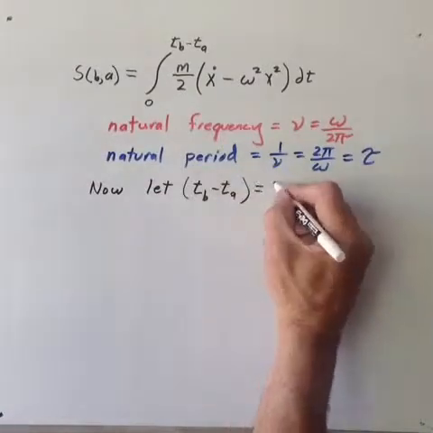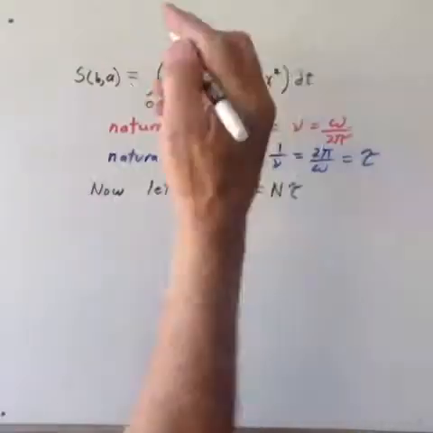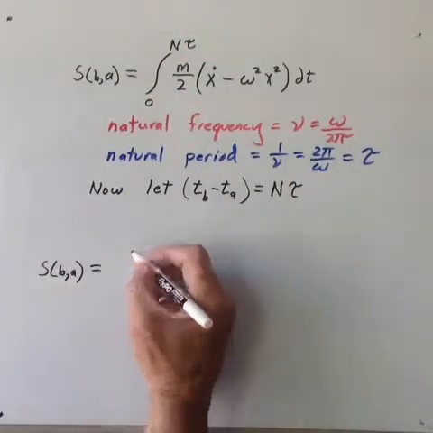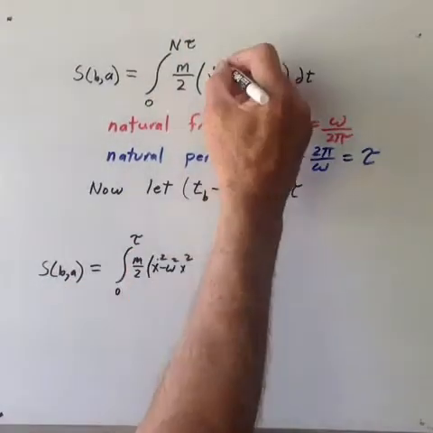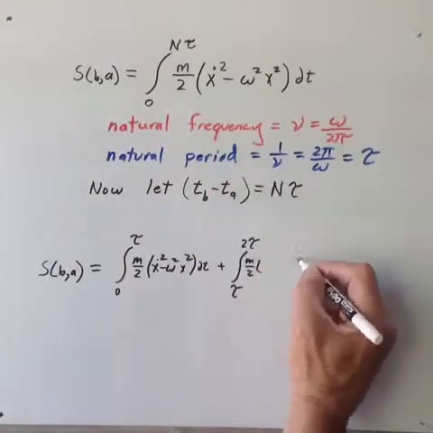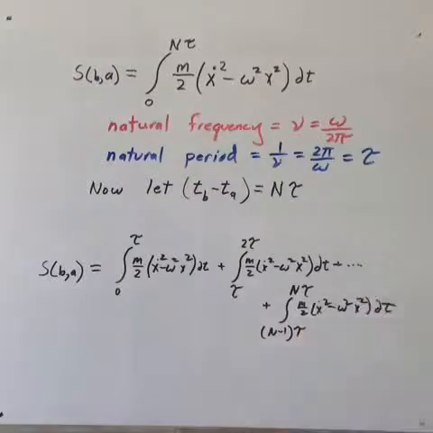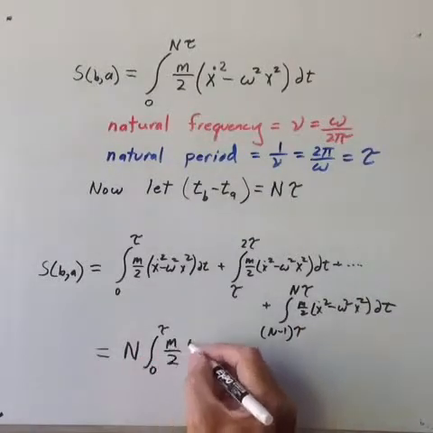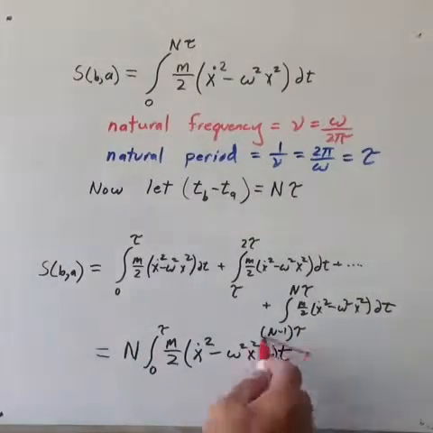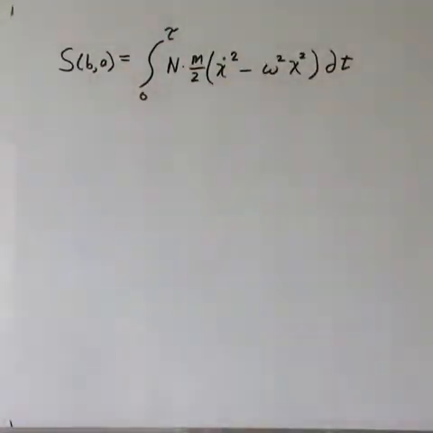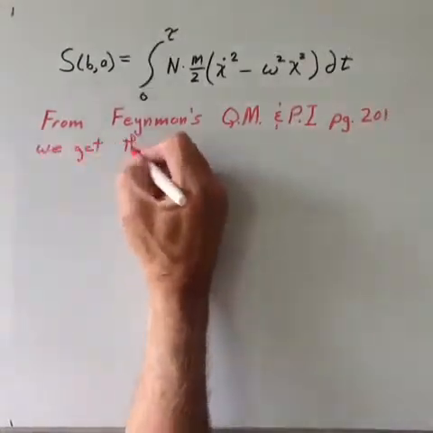Now, presume we can express tb minus ta as the natural period times some integer n. We can then rewrite the integral as a series of integrals of the natural period as shown. Since each integral is the same, we can write n times just one of these integrals without error. Now the action in the harmonic oscillator form has a factor n to be carried through.